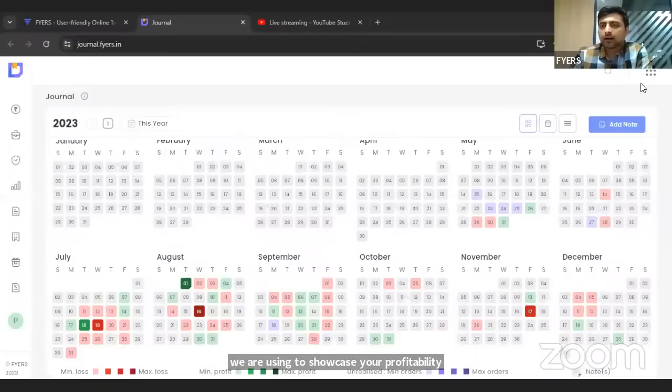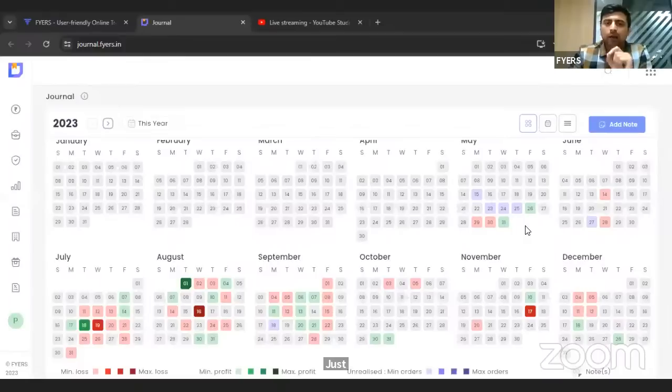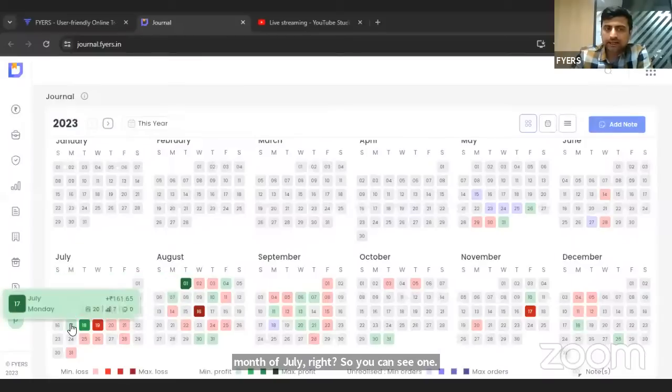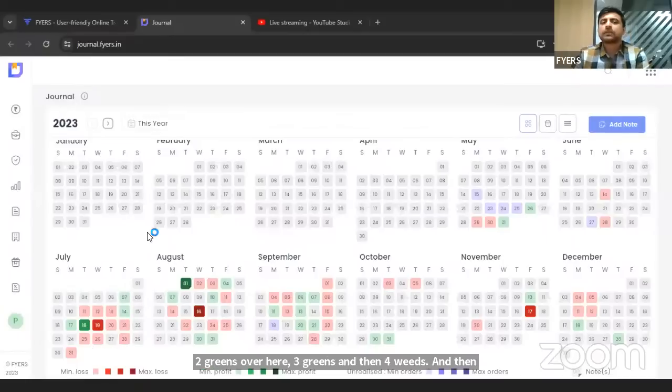So as you can see here, this is a calendar view of the year 2023. So इस पर्टिकुलर व्यू में आपको हर एक महीने का जिस जिस दिन पे भी आपने कोई भी ट्रेड लिया हुआ है, तो उस दिन का लॉग एक कलर में आपको रहता है. For example, let us take the month of July, right? So you can see one green over here, two greens over here, three greens, and then four greens. And then you can see a couple of reds marked, right?